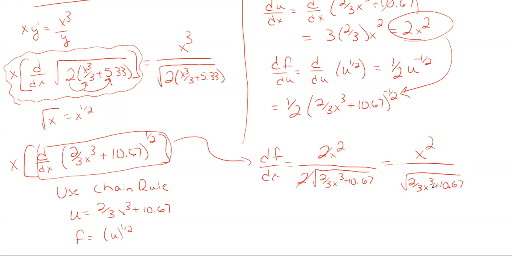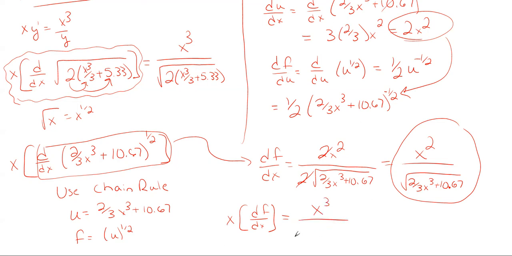Okie dokie. Well, remember, this is the entire expression that we just solved for. Well, we have to multiply by x. So x times that will be equal to, because it's essentially x times df dx for the left side of that equation, x cubed over the square root of, well, if we remove the 2 from both of those expressions, we have 2 x cubed over 3 plus 5.33.